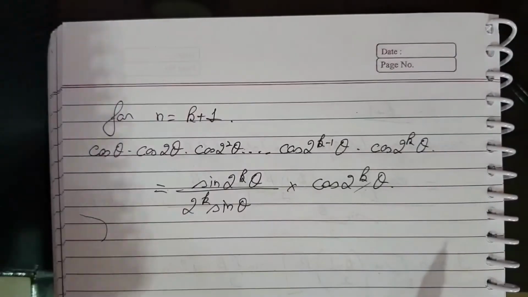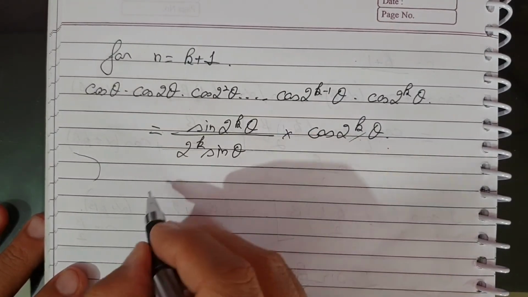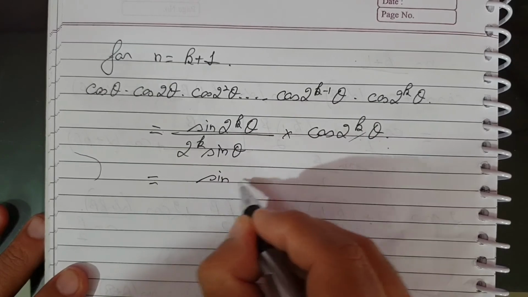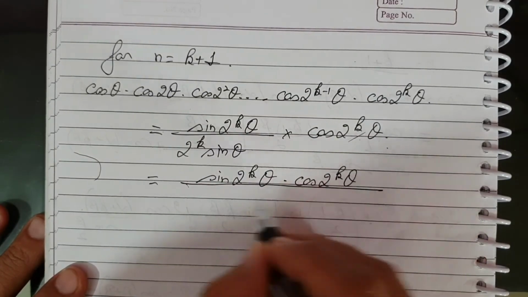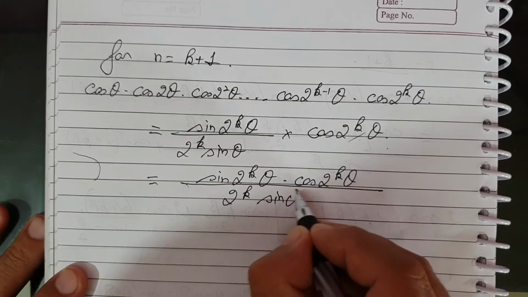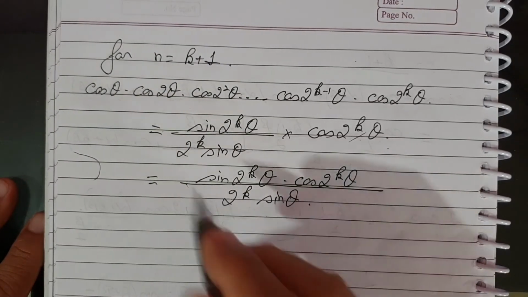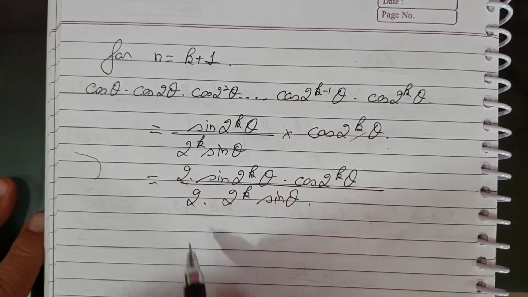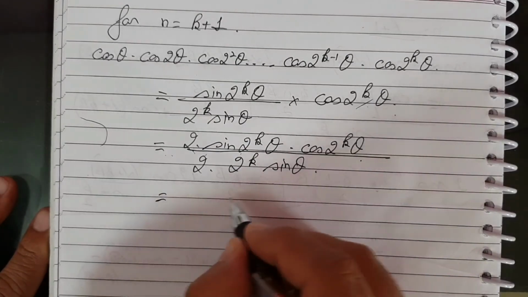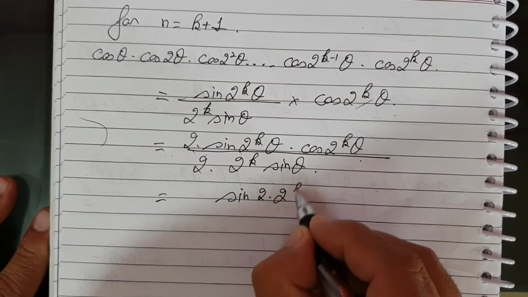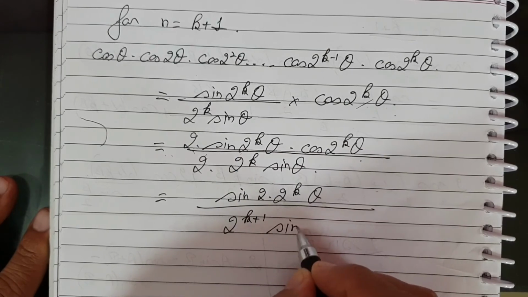Now we are taking the RHS and solving it. This is all multiplication, so we can directly write this as sin 2 to the power k theta into cos 2 to the power k theta upon 2 to the power k sin theta. Now multiplying and dividing by 2, this becomes 2 sin theta cos theta, and the formula for 2 sin theta cos theta is sin 2 theta. So this will be replaced by sin 2 into 2 to the power k theta upon 2 to the power k plus 1 sin theta.